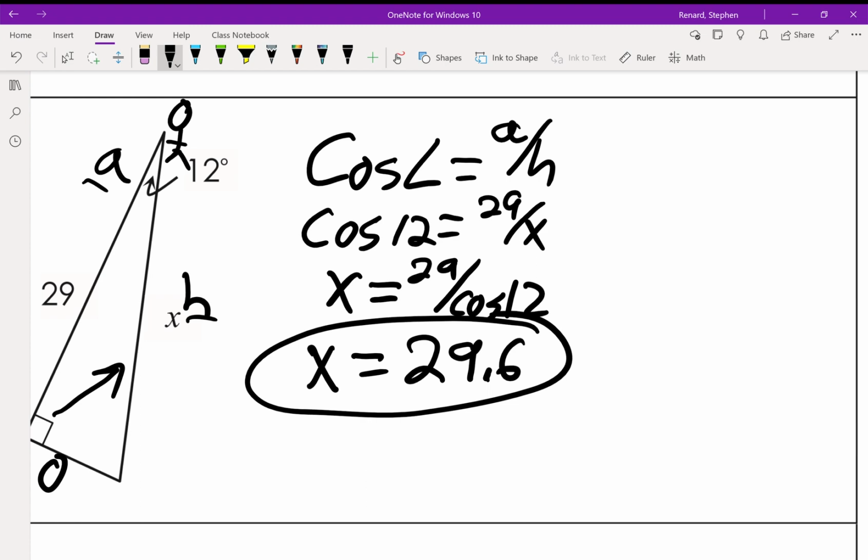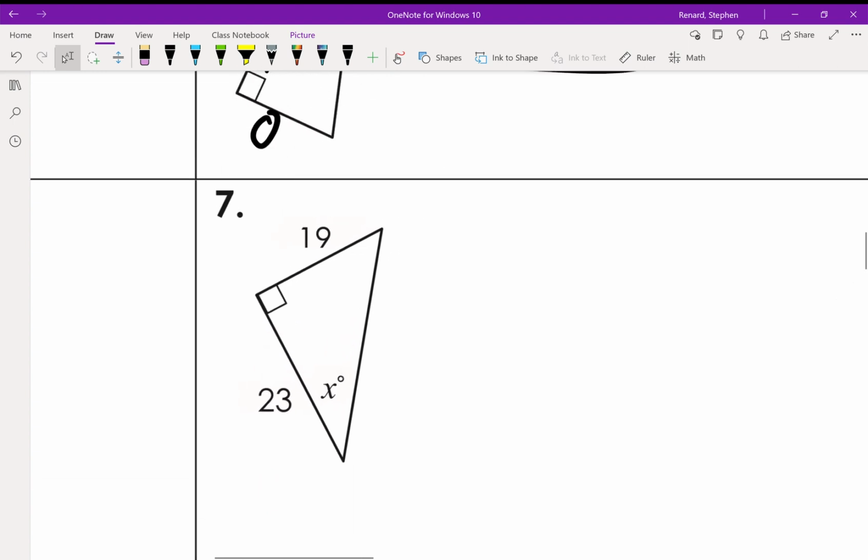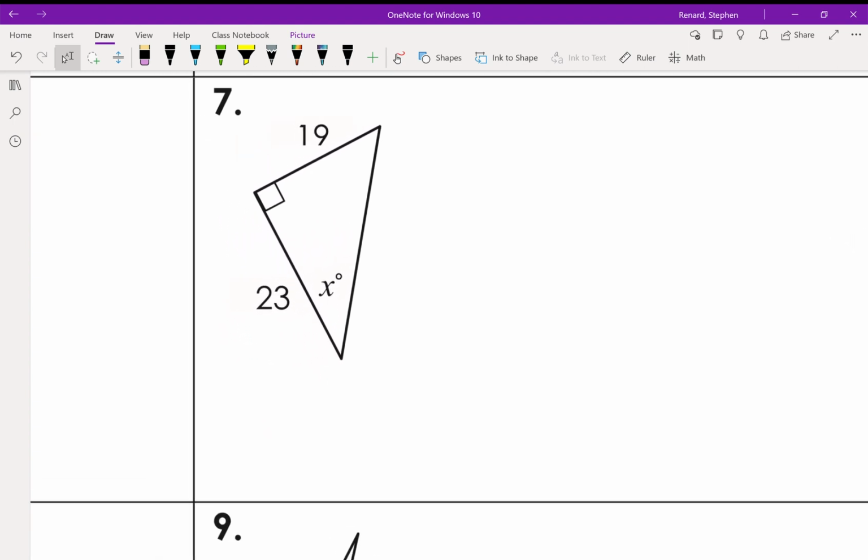And that's that. Okay, so moving on. Let's look at number 7. So number 7 here, notice that we've completely switched it up, and now we're missing the angle. Now the process of setting this up is the same. We're just going to do something a little bit different with our calculator.